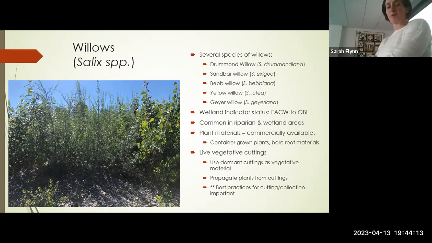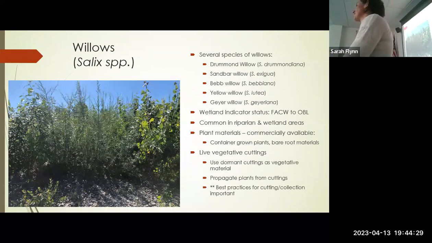And it's real important to practice best practices when you're harvesting cuttings. You can easily over harvest a site. Sometimes if you're harvesting along a ditch bank, people don't really care if you take them all because they would cut them down anyway. But in natural areas, we don't want to take too many of them.